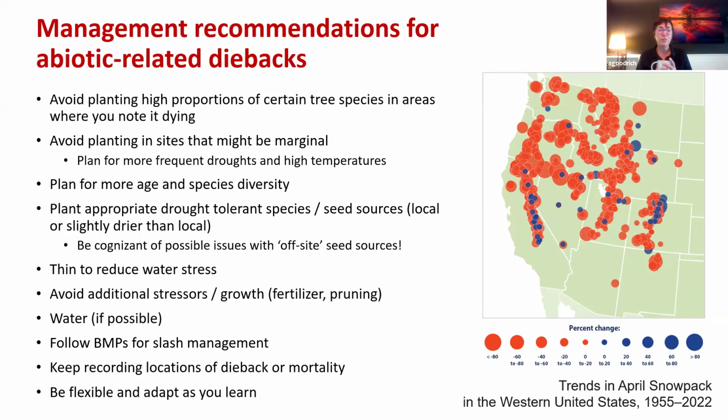It's important to follow those BMPs for slash management because we don't want to also be bringing in secondary beetles during drought conditions. And I think it's important to keep recording locations of dieback and mortality so we can learn from it and be flexible and adapt as we learn more.